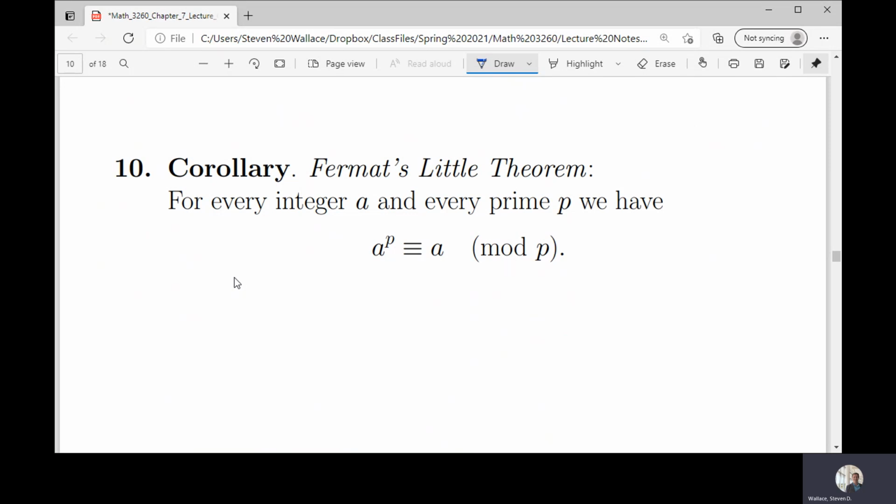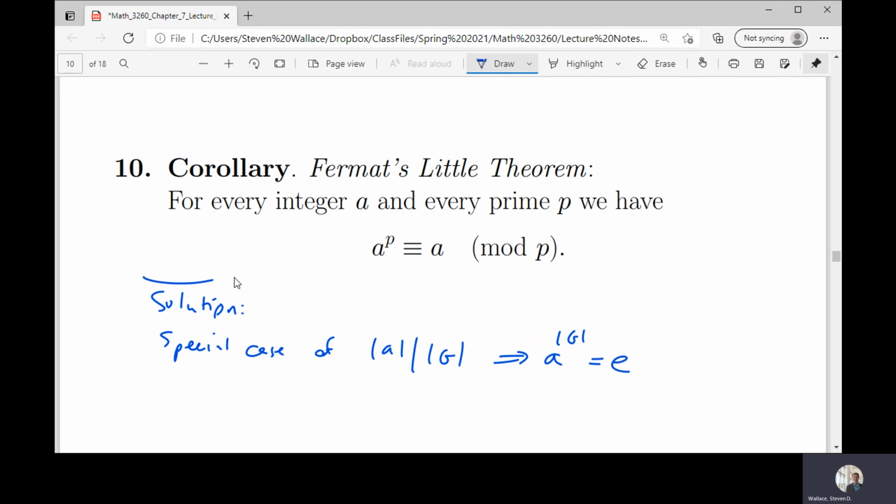But this is another theorem by Fermat, and this is basically a special case of the fact that the order of an element must divide the order of G. So that means that a to the order of G must equal the identity, right?